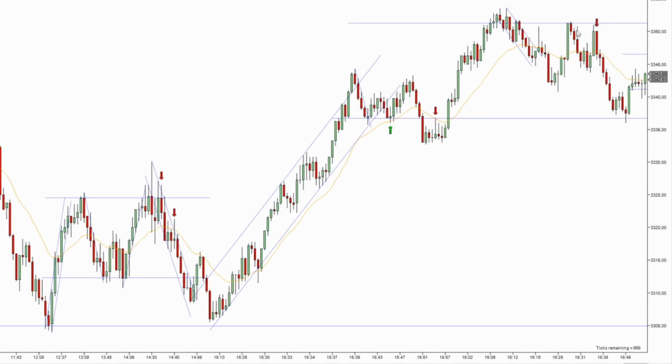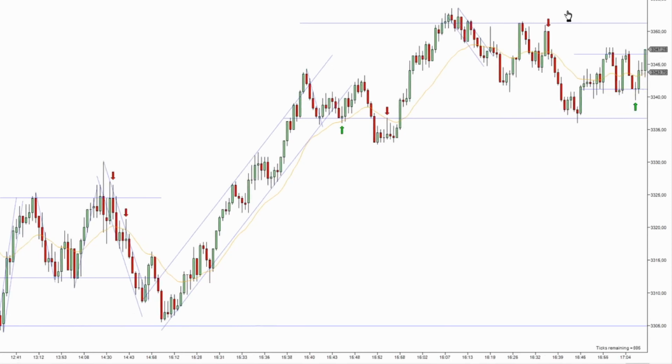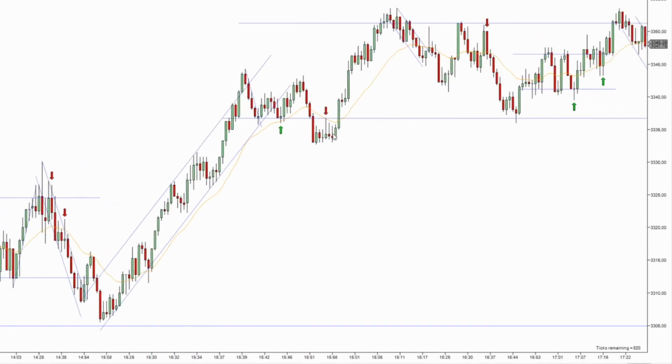This was a lower high from this point, and now you can see that 3 attempts by the bulls to take this market higher, and it's not working. Plus you have already a break of this trend line and a new low.